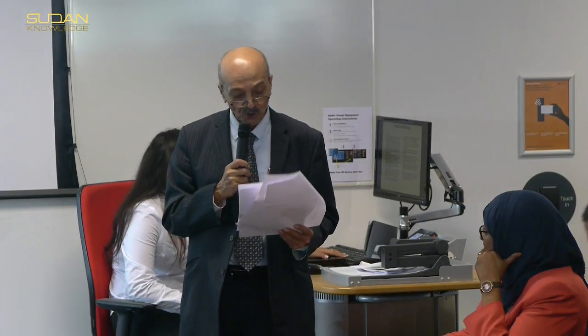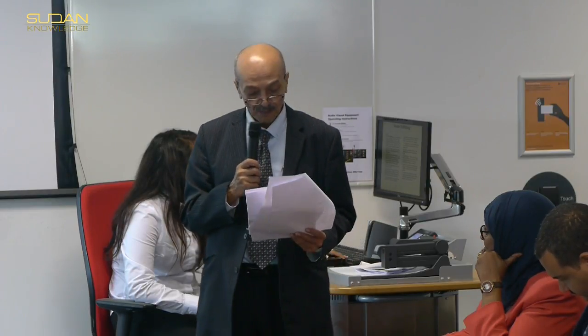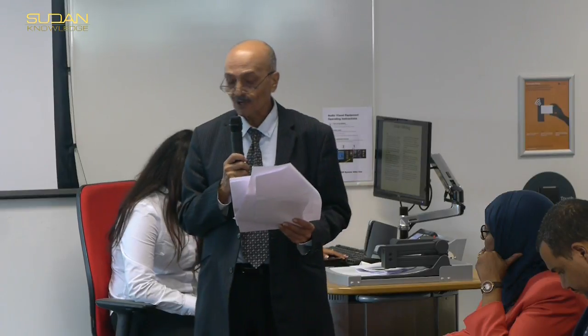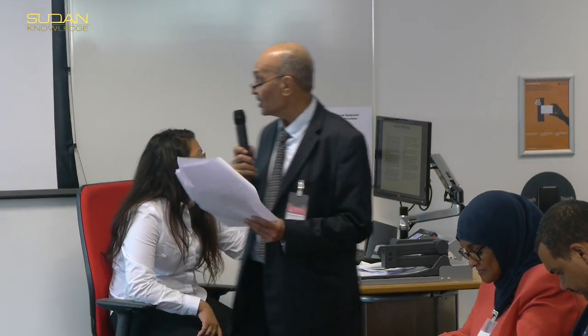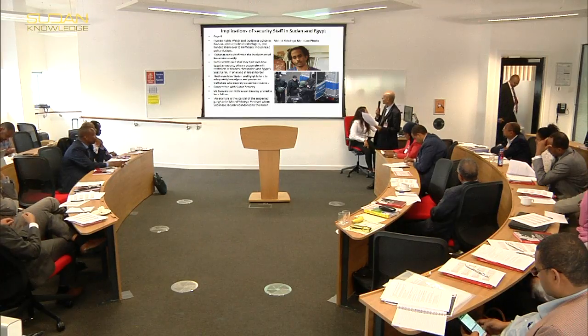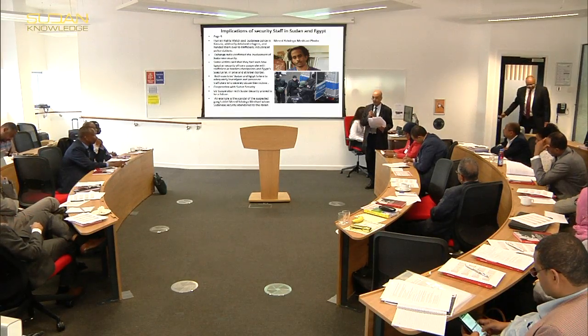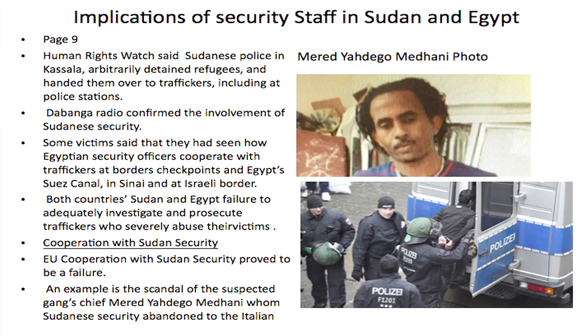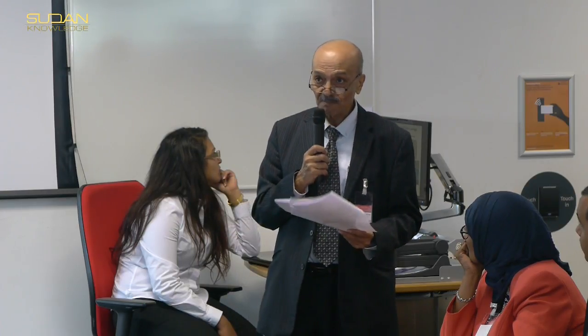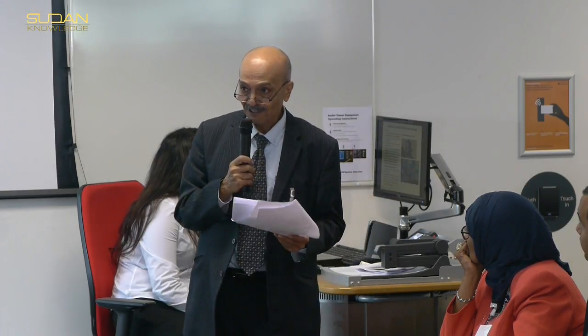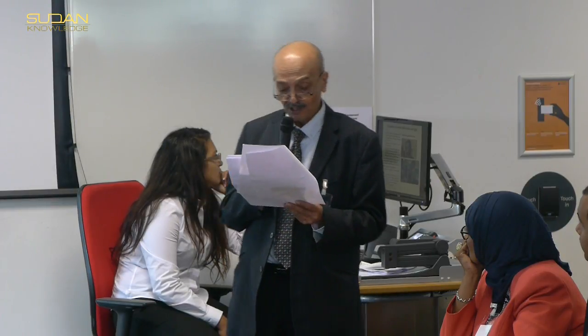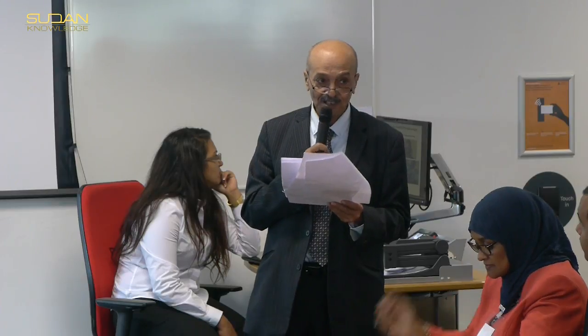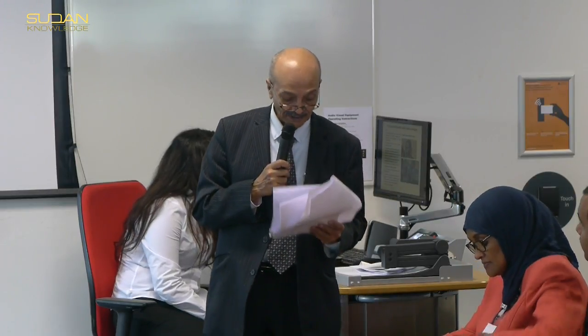The gangs of human trafficking also kidnap young boys and girls and ask for ransom. The security staff in Sudan and Egypt are involved. You know, security people are involved because there is a lot of money. And here, this guy was a lucky guy. He was caught as a suspect, the chief of a gang, and when they deported him to Italy, they found that he was the wrong person and he was lucky to have asylum in Italy.